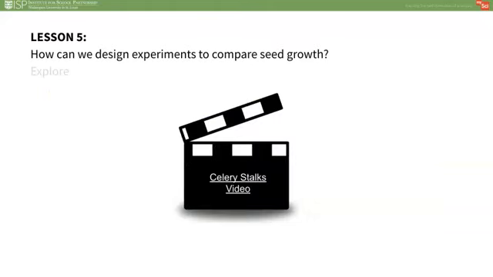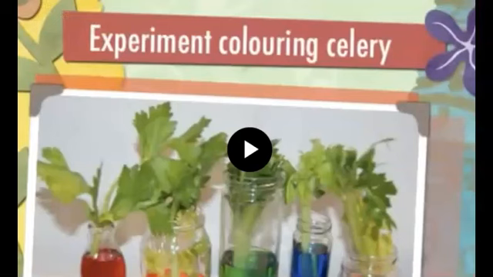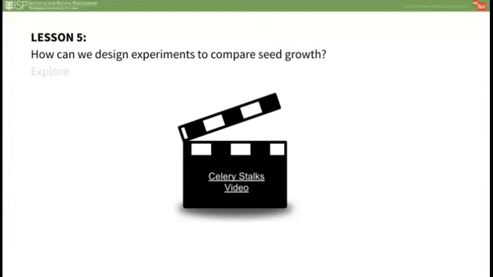Next, show the video Celery Stalks. If time permits, set up an experiment similar to the one found at pbs.org called the Rainbow Celery Experiment. Refer to the curriculum for more information. If you do the experiment, you can have your students find the tubes that the water moves through. These can be easily separated, and they are known as xylem.